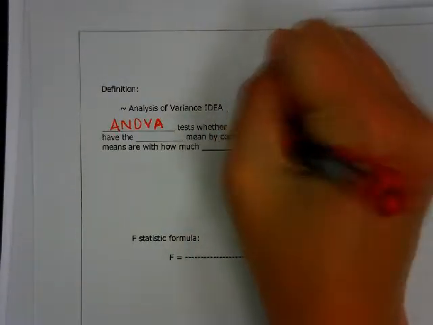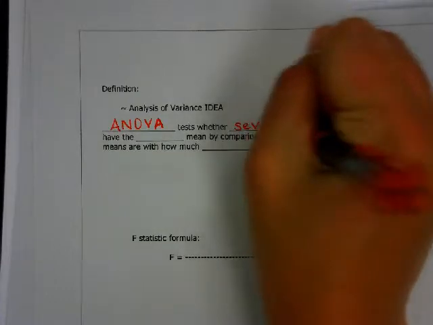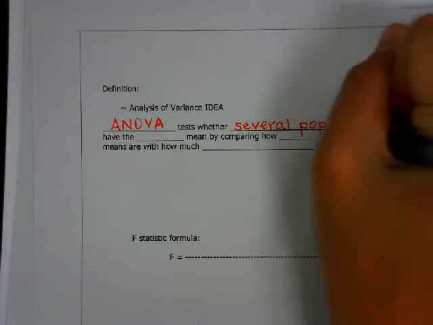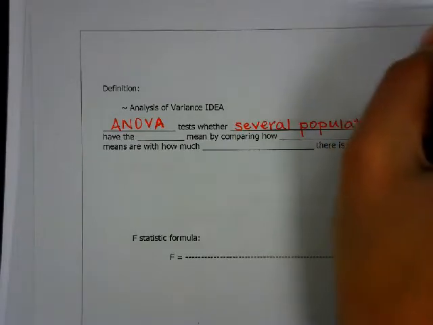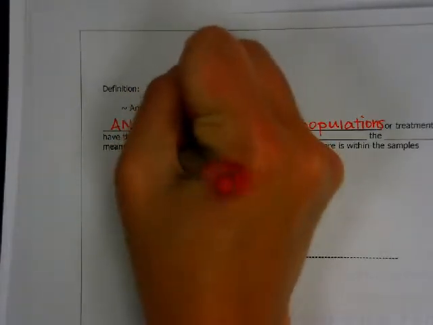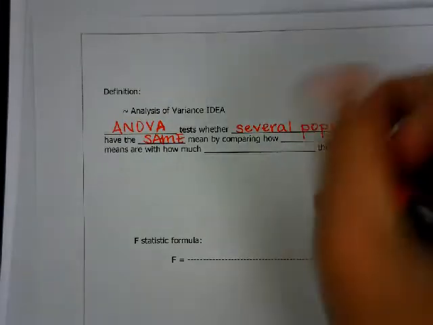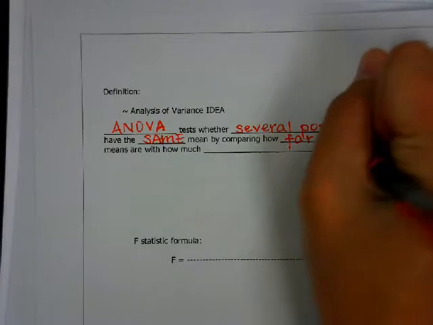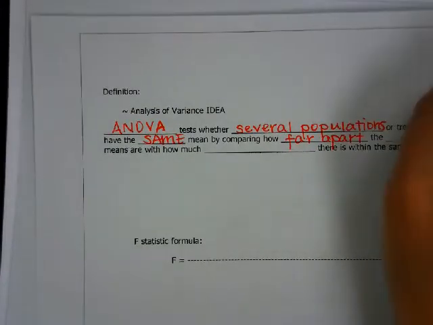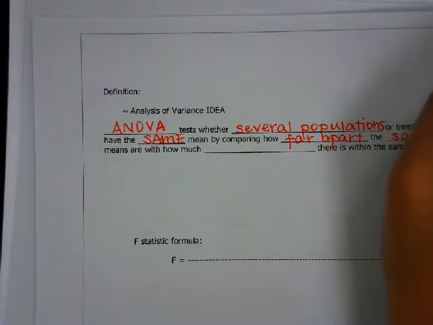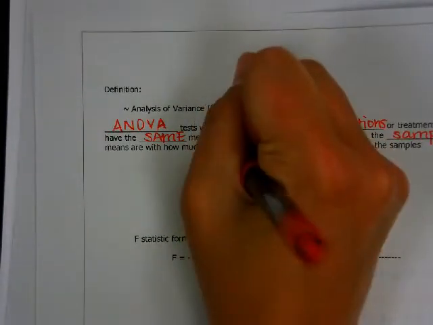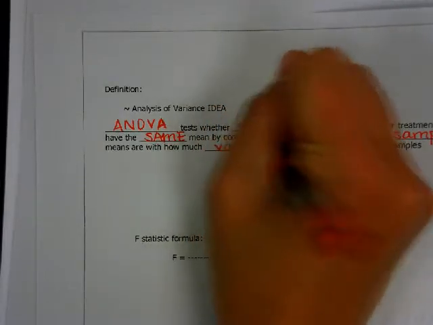ANOVA tests whether several populations or treatments have the same mean by comparing how far apart the sample means are with how much variation there is in the samples.